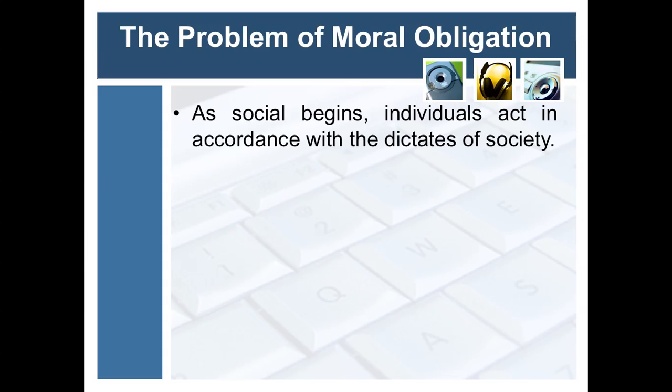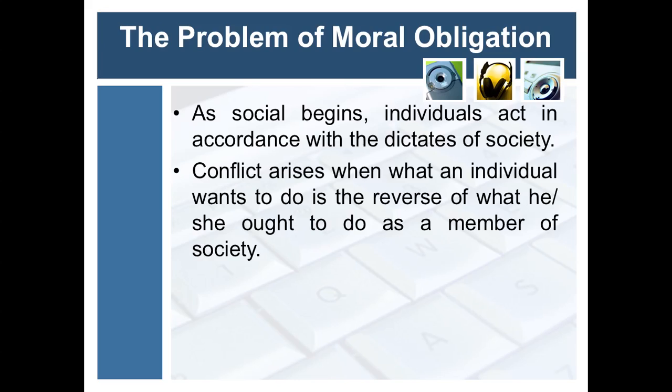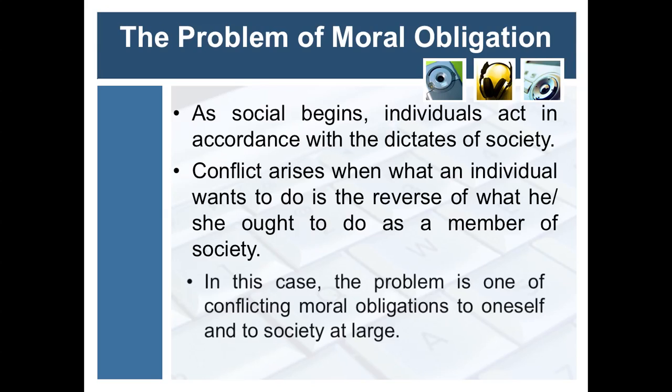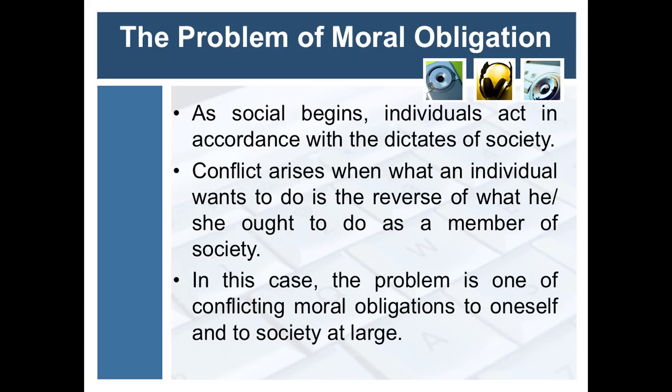As social beings, individuals act in accordance with the dictates of society. Conflict arises when what an individual wants to do is the reverse of what he or she ought to do as a member of the society. In this case, the problem is one of the conflicting moral obligations to oneself and to the society at large.